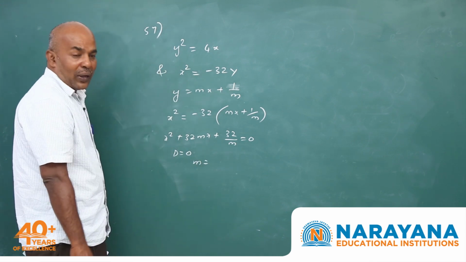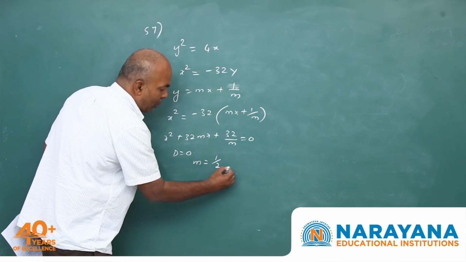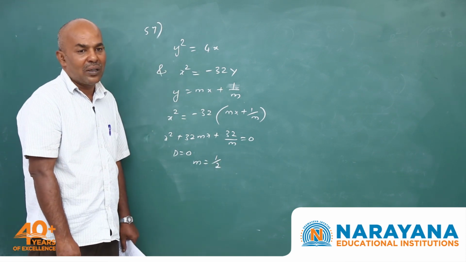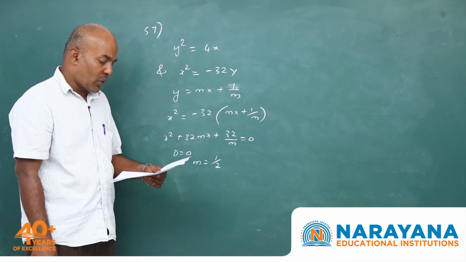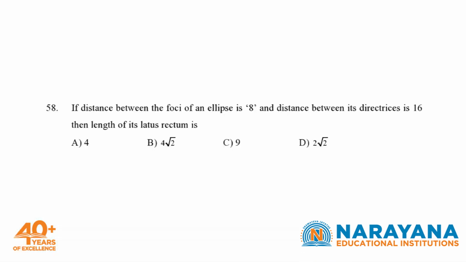I hope that you can do it. Discriminant equal to 0, so then I will get m equal to 1 by 2. That is the slope of the common tangent. So the required answer for the question is option C.